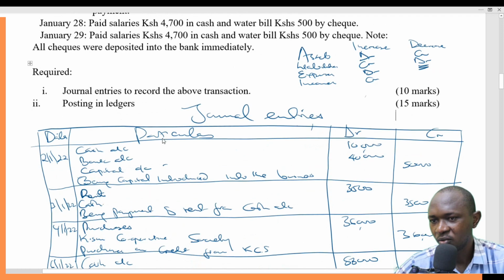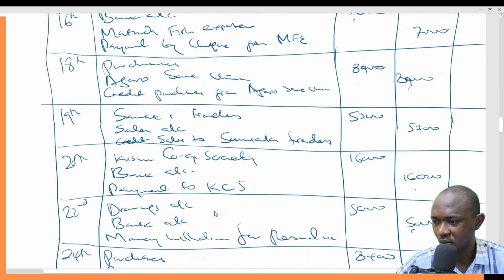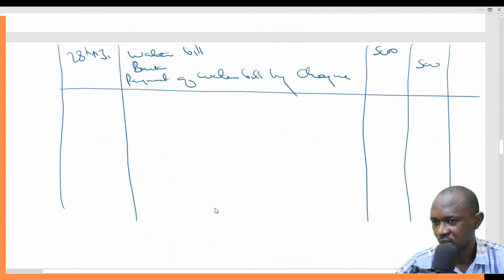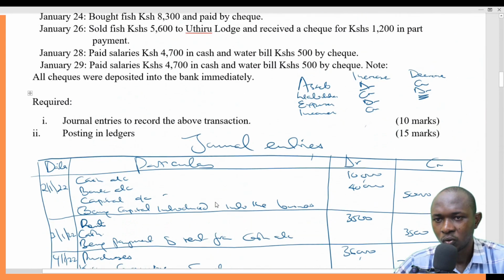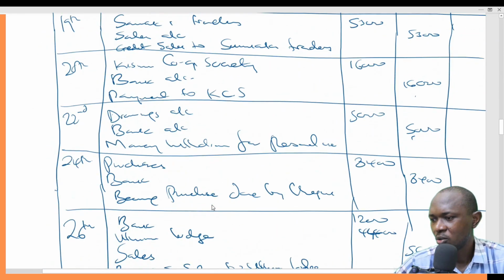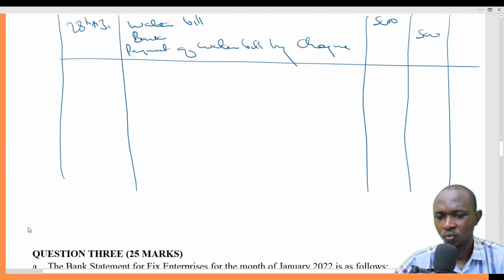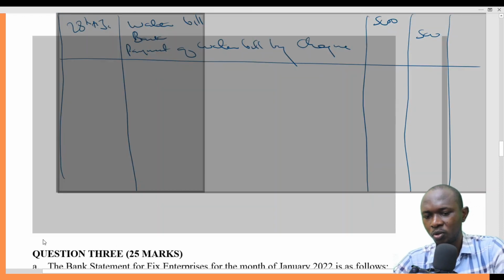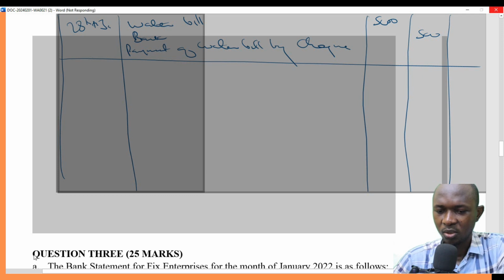So possibly the second part of this question is to post these transactions in the ledgers. I may not want to go back again to the questions, but instead I will use the information in the journal entries to post in the ledgers. Okay, so let's go. This thing is not responding. Let's give it a few minutes to respond. But I hope you have understood how it's done.